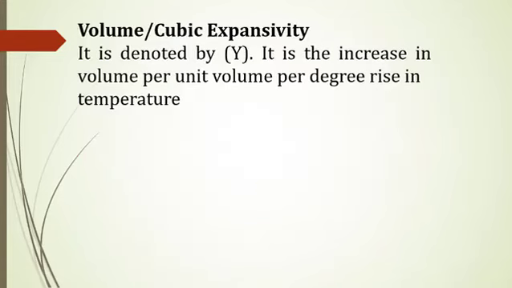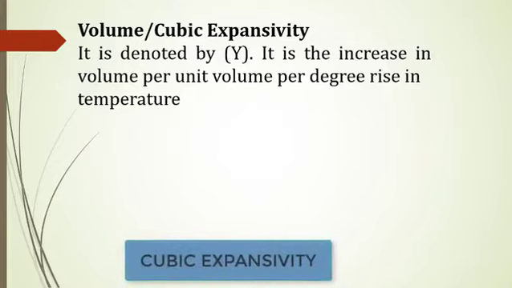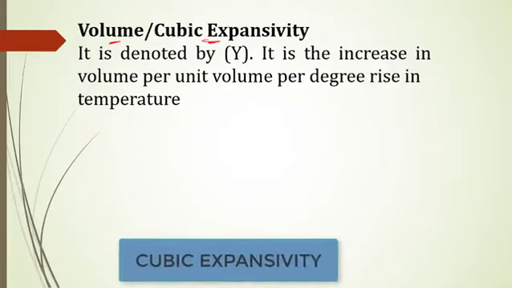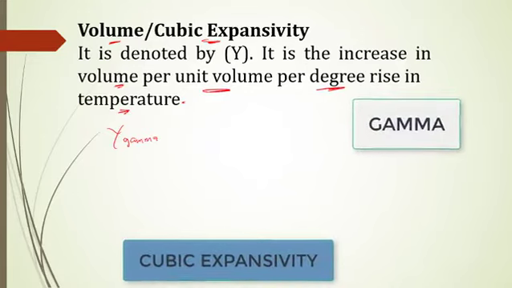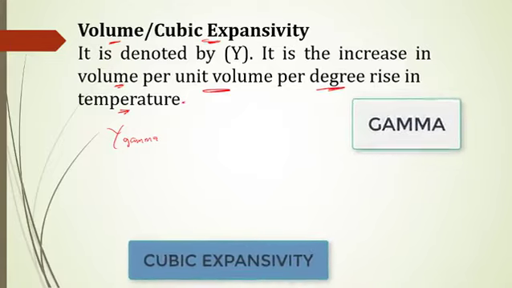And then let's talk about volume or cubic expansivity. When we talk about volume or cubic expansivity, we are simply referring to the fractional increase in volume per unit volume per degree rise in temperature. Of course, the symbol for measuring volume expansivity is gamma, the Greek alphabet gamma. Of course, linear expansivity was alpha, superficial or area expansivity was beta, and this one is gamma now.